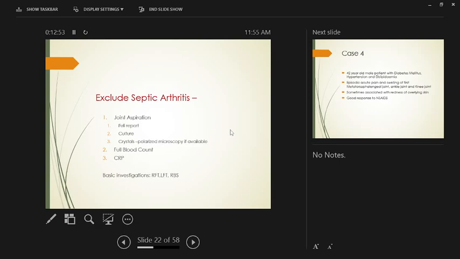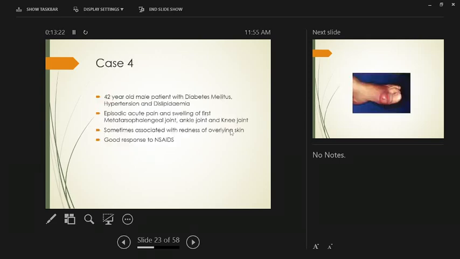You need to aspirate the joint fluid and send it for full report and culture. If you are suspecting the possibility of gout or pseudogout, we can send a fresh sample for polarized microscopy if available. If that is not available, we can discuss with the pathologist, and they will look for the crystals. They will not be able to identify which crystals, but they can look for the presence of crystals. And we have to arrange for a full blood count and CRP to assist us with the diagnosis.